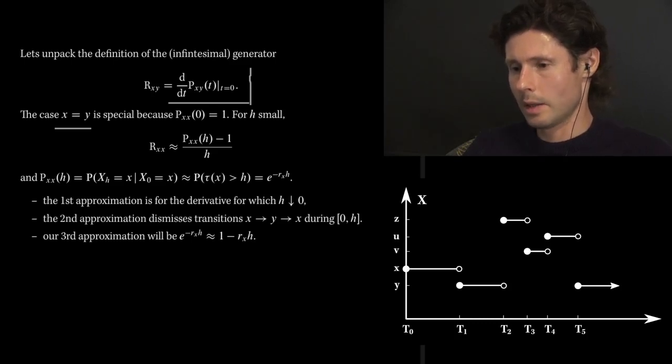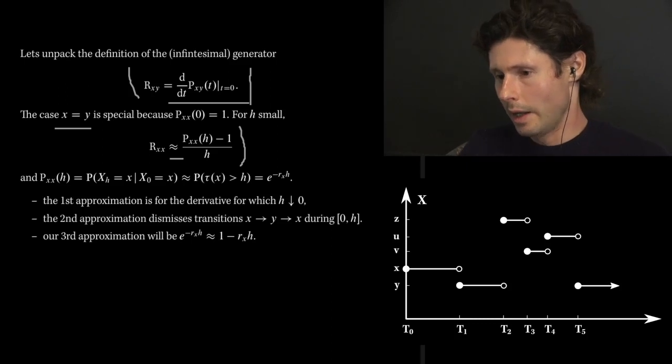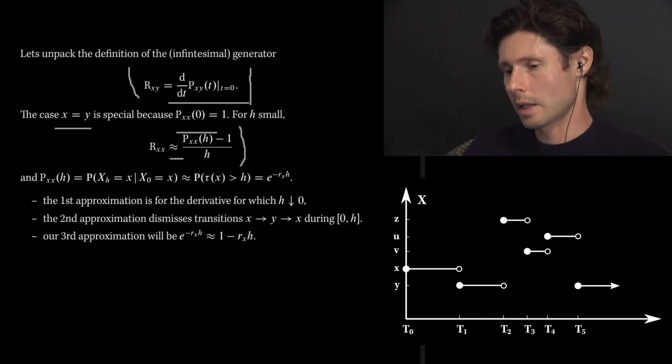And in that case, we can take this derivative here and approximate it with this finite difference here. So this would be exact if h is being taken down to 0, but here I'm just making an approximation for now. The only quantity that we need to get a handle on is this one right here, p_xx of h. And here it is written out. This is the probability of being in state x, given that we've started in state x, being there at time h, that is.